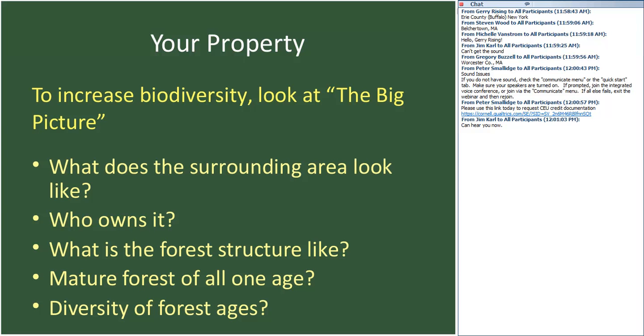If you have a small property, then certainly the surrounding properties are going to have a big impact on what you might expect to be able to see on your property, no matter what you might do to manage it. So it's important to look at what the surrounding area looks like, think about it in terms of who owns the property, and that can give you a clue as to how it might be managed in the future. Think about what the structure of the forest is like, including, is it mostly mature forest, or is there a diversity of different forest ages? Those types of things can really help you set the context for what you might expect.